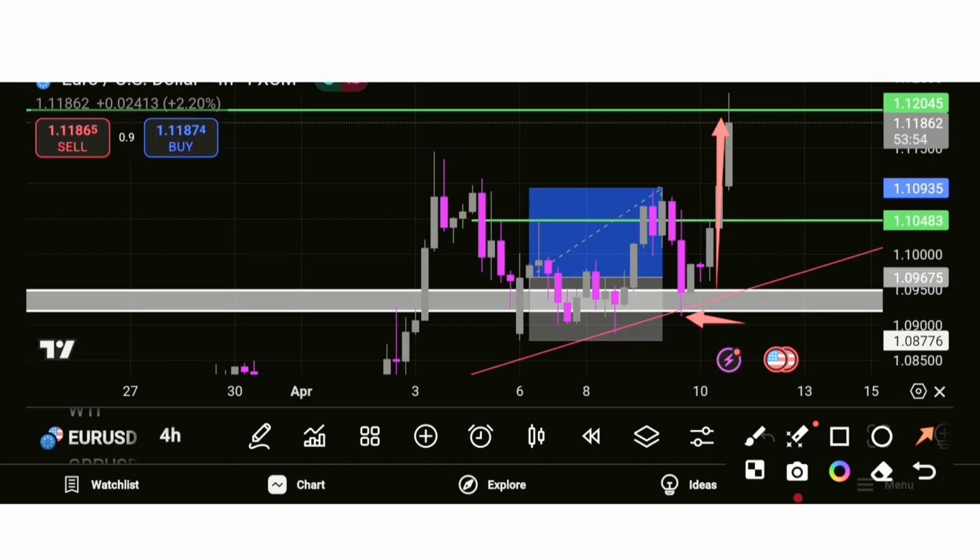But I just wanted to take you guys through my thought process of this Euro USD trade, and I'll be back with another trade recap whenever I decide to take a trade again.